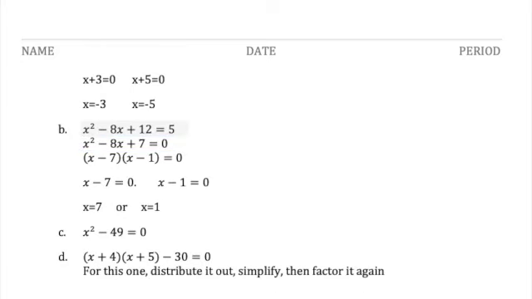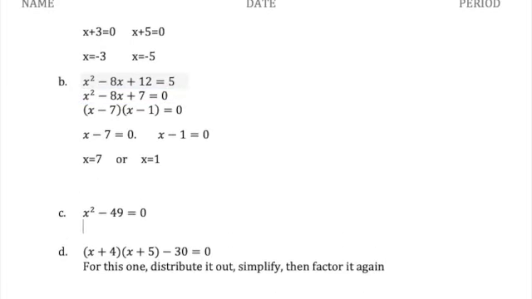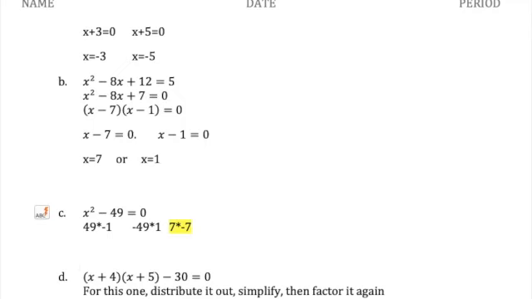So let's see, letter C. These are always fun. Two numbers that multiply to get negative 49, and add to get 0. Well, 49 times negative 1, negative 49 times 1, 7 times negative 7, bingo. 7 plus negative 7 gets me 0. So that means I have x plus 7, x minus 7 here. Because when I distribute, I'll get negative 7x on the outside and plus 7x on the inside. And those will cancel.